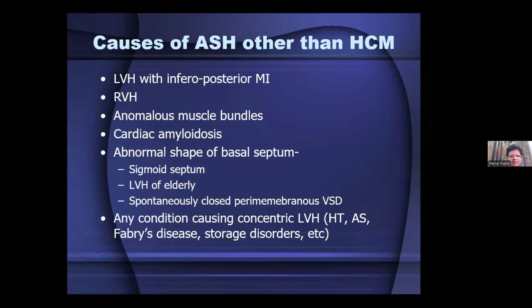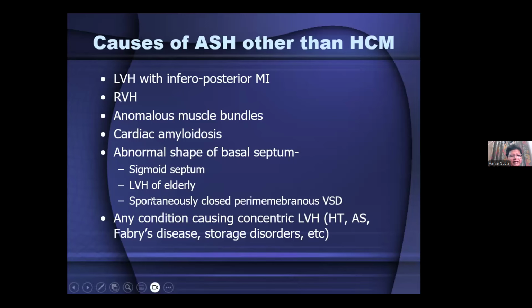I'll skip this slide. Yes, you must be careful about differentiating it from some situations which you can come across. Meaning there is LVH, but there is an inferior posterior infarct, so the muscle will become thin, and it will be assumed that probably it is an asymmetric hypertrophy of the septum. Then you may measure the anomalous muscle bundles or the trabeculations of the RV or the moderator band. One must be careful while measuring the thickness. Then cardiac amyloidosis should be differentiated; I'll tell you the features of amyloidosis later on. Then you can have a sigmoid septum mimicking HCM.